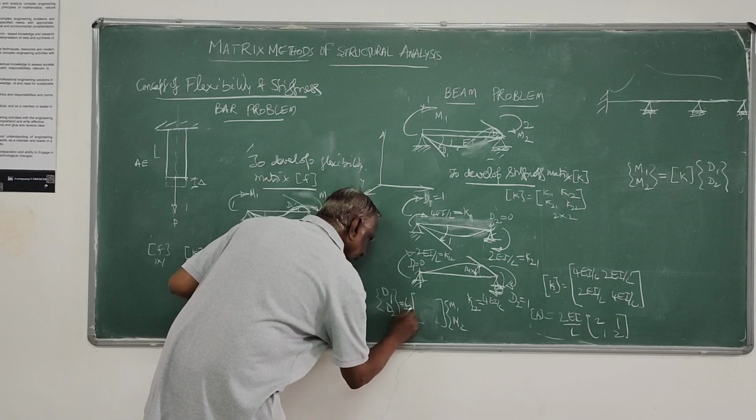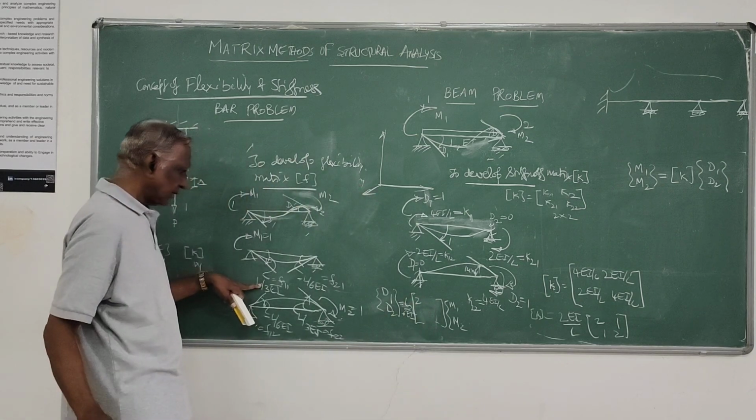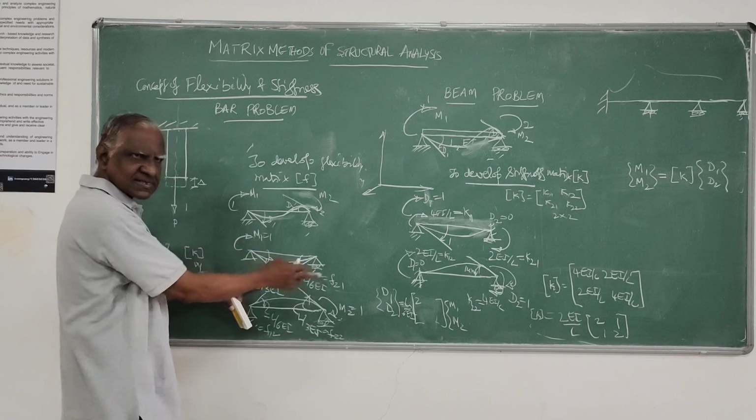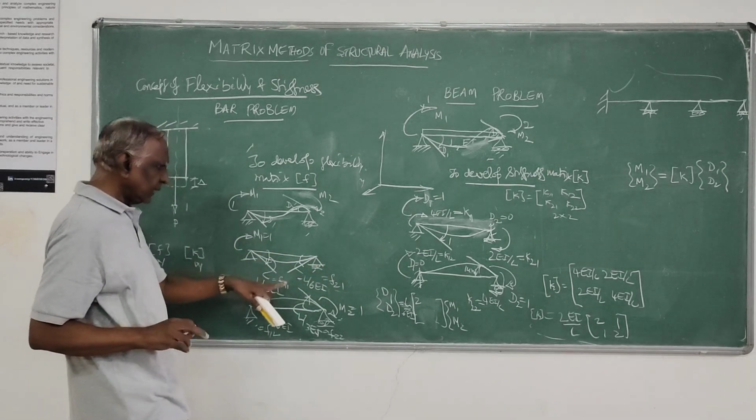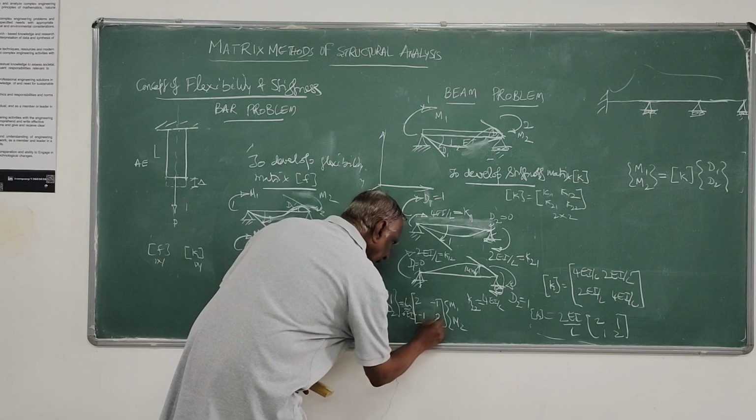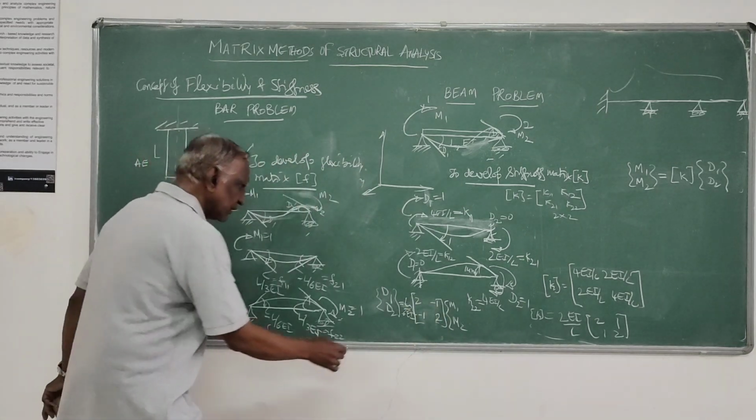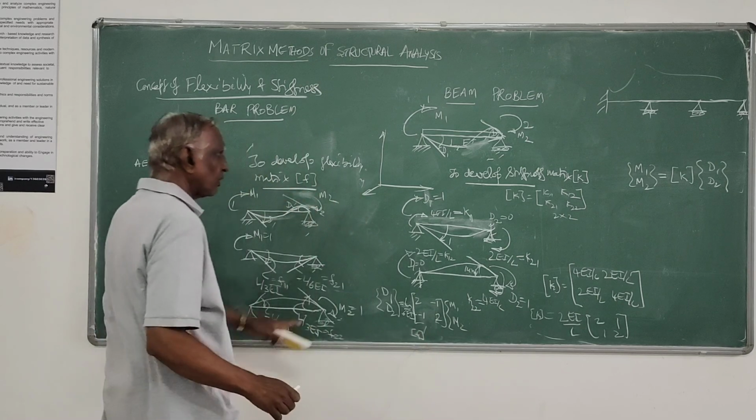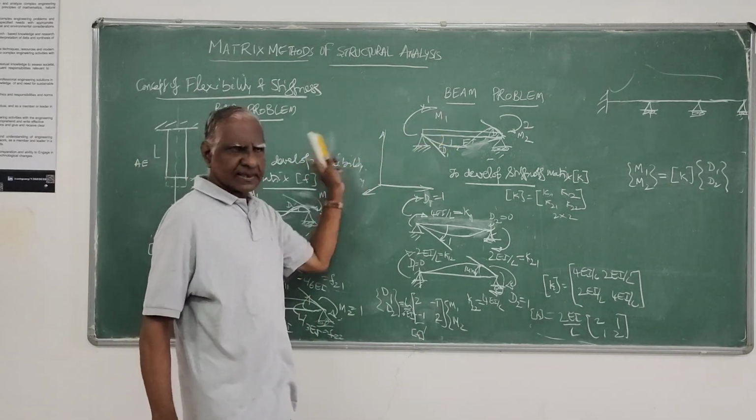So if I put that value here, F11 is L by 3I, and all. I will take out L by 6I outside and get here 2. F11 is L by 3I. If I write that 2 into L by 6I, it is L by 3I. Then this will be minus 1, and this is 2. So this is nothing but your flexibility matrix for the same coordinate system.